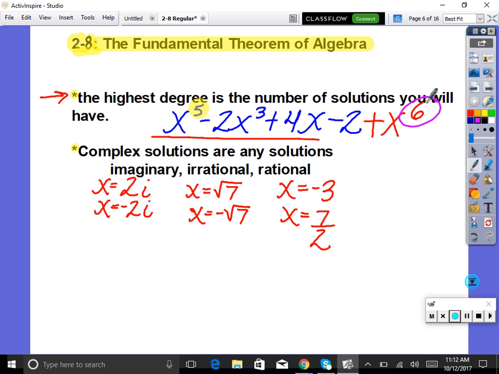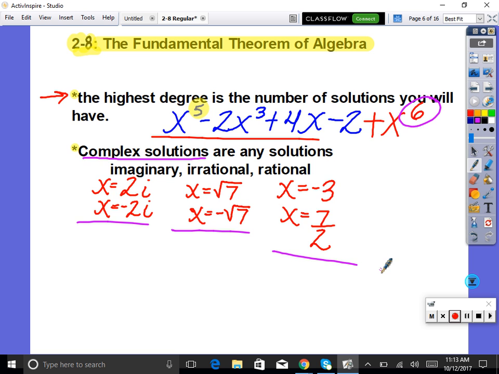Next thing, the word complex solutions. It's just a vocabulary word used in math, so I'm going to explain what that is. Complex solutions are any type of solution: imaginary, irrational, or rational. So if I say to you, find the complex solutions, I just mean solve it all the way. I want any type of solution. Does that make sense? If I say to you, find the rational solutions, wouldn't that only be this type? Find the complex means find any.